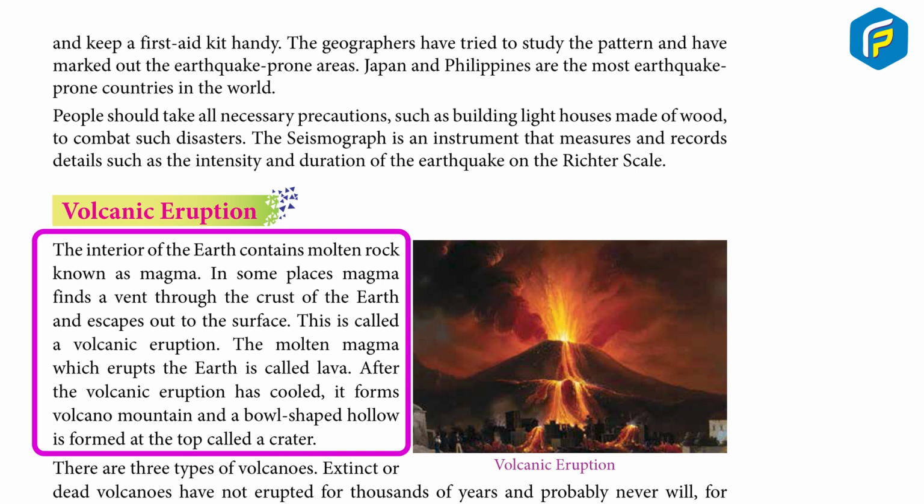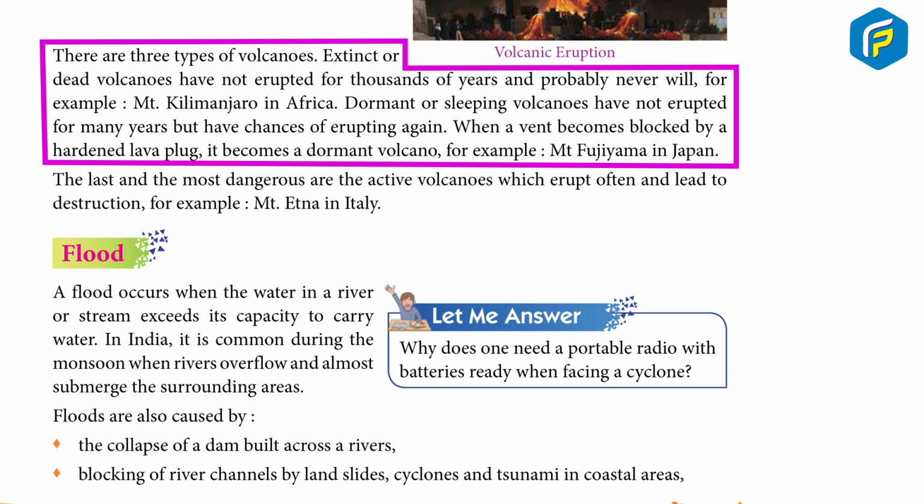Volcanic eruption. The interior of the earth contains molten rock known as magma. In some places, magma finds a vent through the crust of the earth and escapes out of the surface. This is called a volcanic eruption. The molten magma which erupts on the earth's surface is called lava. After the lava has cooled, it forms a volcano mountain and a bowl-shaped hollow is formed at the top called a crater.